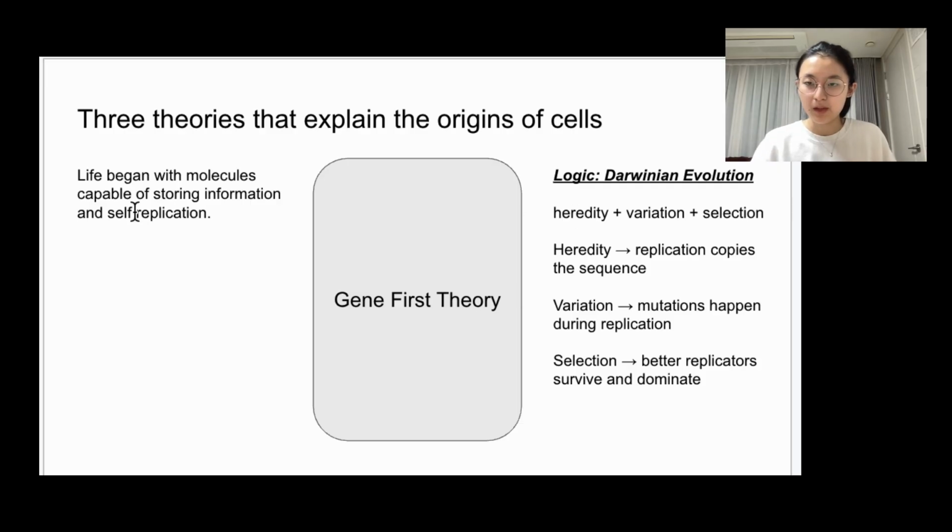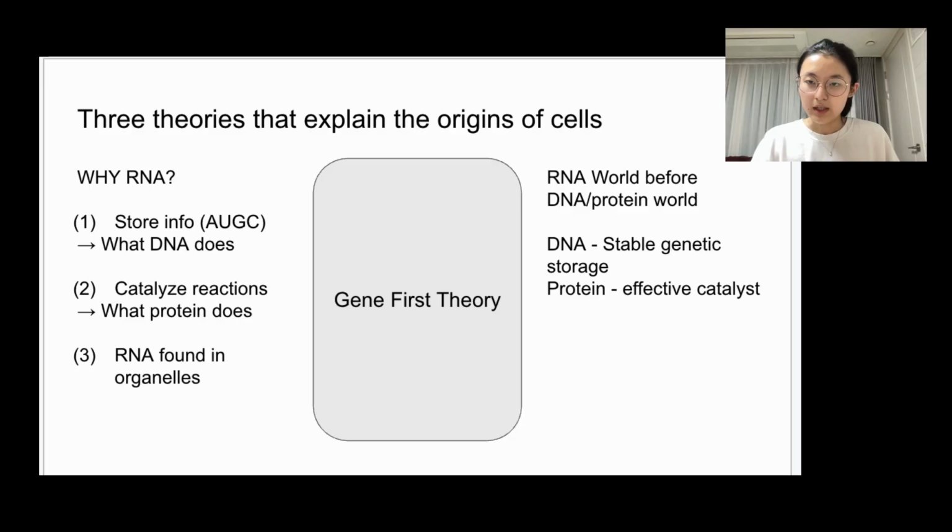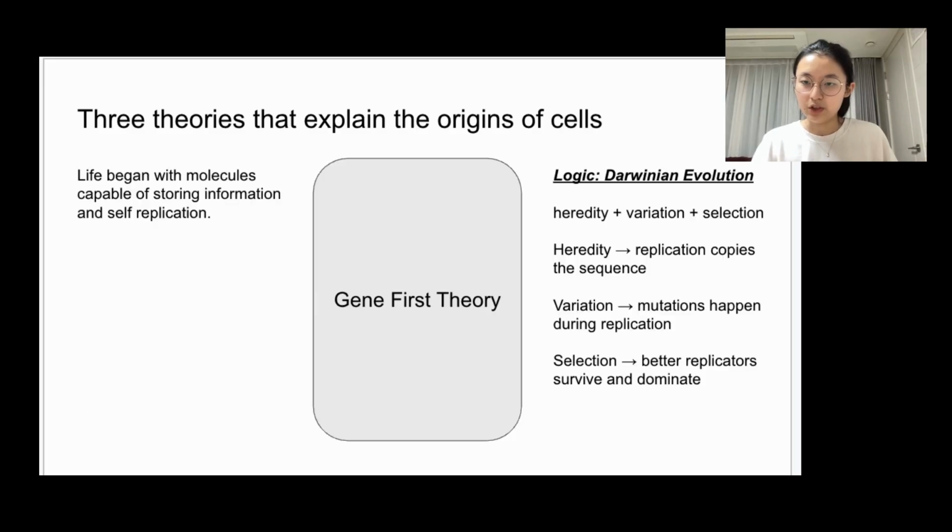functions of the gene. And the gene first theory also grounds itself in Darwinian evolution logic, which states that there are three components necessary for evolution of cells: heredity, variation, and selection. And these are all displayed by the gene in the gene first theory. Heredity, in the sense that replication will copy the sequence of the gene, the nucleotide sequence, and this is going to lead to heredity. Variation, in the sense that mutations can happen during the replication process. And selection, in the sense that these variations will arise and better replicators will arrive, and they will survive and dominate. So this is the idea of natural selection.